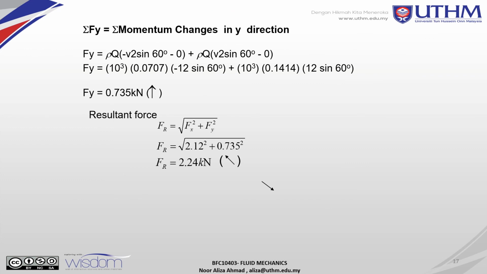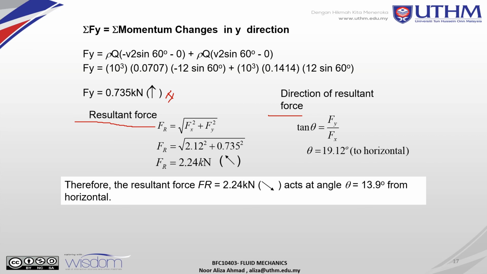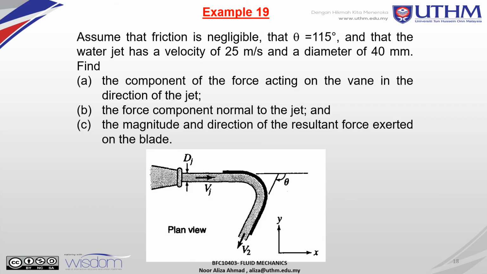Then you use the momentum change in the y direction, so we get the Fy as this value, and you use it to find the resultant force and the direction of the resultant force. So we get this value. This is the same approach for the conduit and bend: you must find Fx in the x direction and Fy in the y direction.